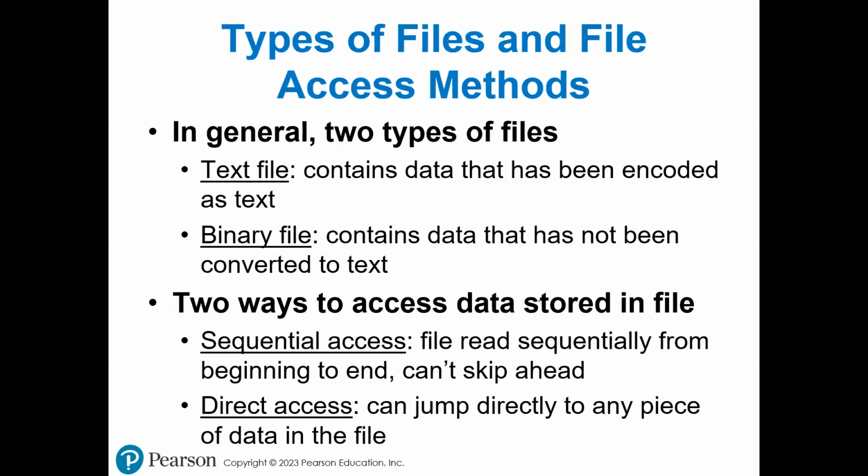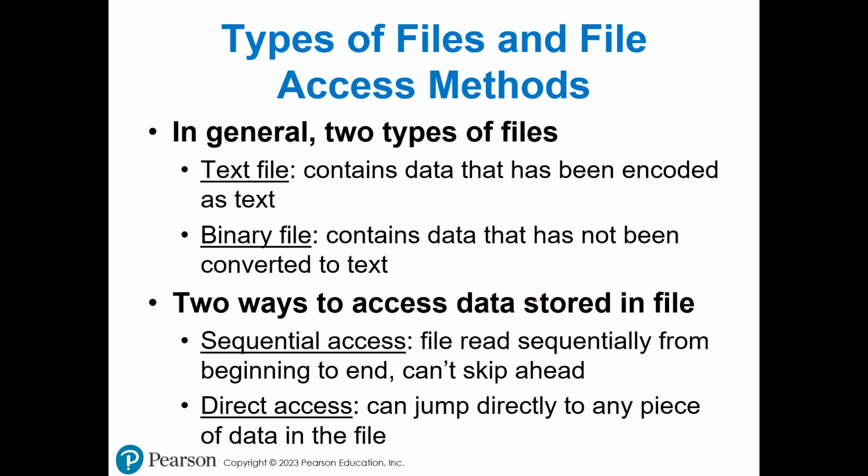Now, there are generally just two types of files, and we're going to focus on just these two in this course. First, a text file. It's just data that has been encoded as text. So literally all that you see in your Notepad or Word documents, that is a text file. And then there is a binary file. A binary file is data that has not been converted to text. So zeros and ones or ASCII values or, what are they called, hexadecimal numbers. Anything that has not been converted to text yet, that's what we call a binary file.